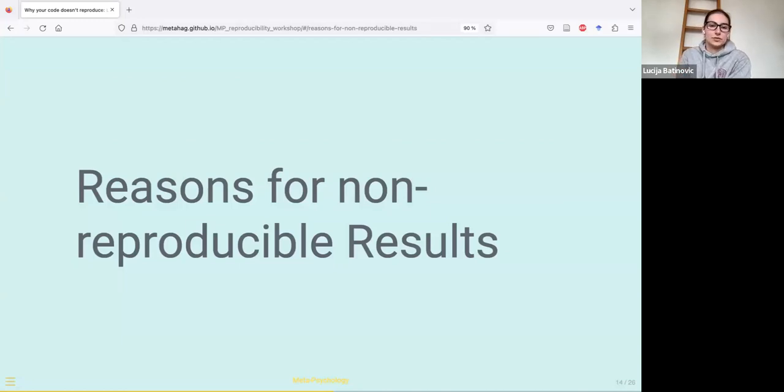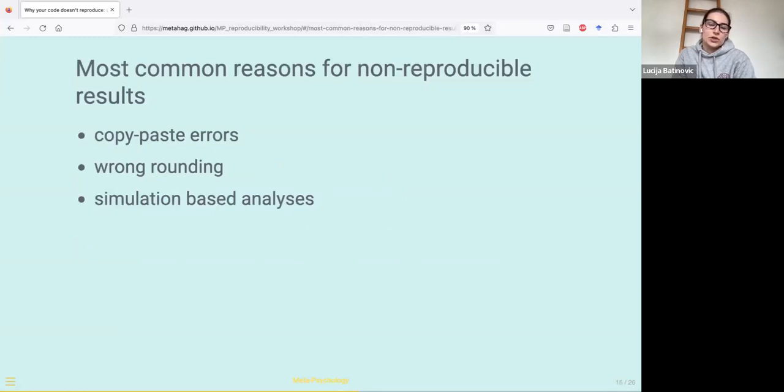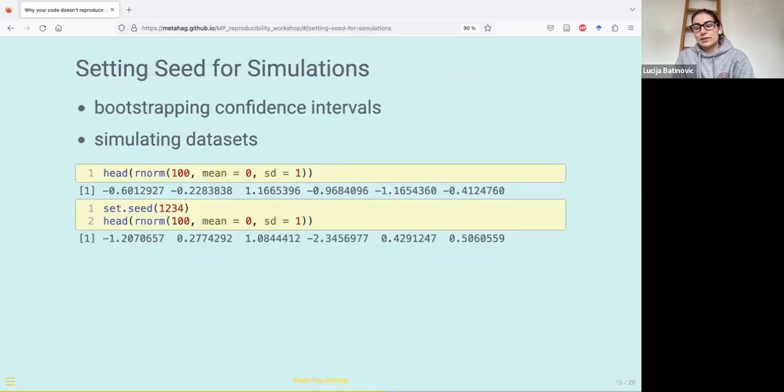And then we have the reasons for results not reproducing, in a way that the output just doesn't equate to the code output. And the most common ones are copy-paste errors, wrong rounding, and simulation-based analyses. So the first one is especially common when they do bootstrapping for confidence intervals. They often forget to set seed for this. And this is a very minor issue. It usually doesn't change the conclusions, but it's something that doesn't reproduce because they don't set the seeds.